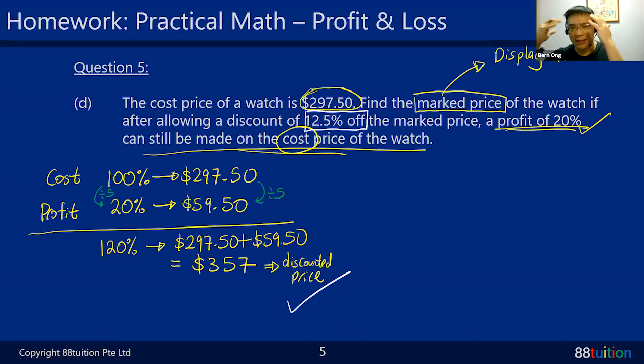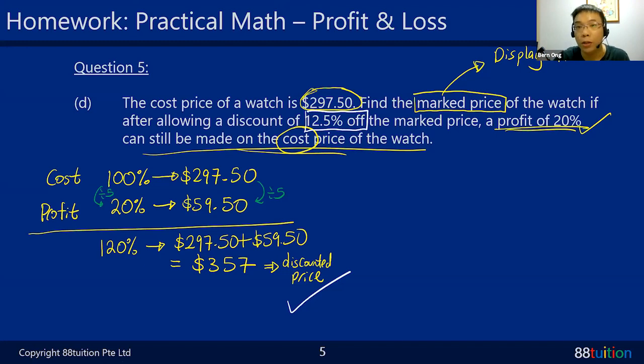So you must think like a real situation here, whereby you go to a shop, you see a display price, and you don't want to pay the full price. So you say, "I want to be given a discount." So the shopkeeper says, "Okay, I give you a 12.5% discount." But do you know that after giving you the 12.5%, they still make money?